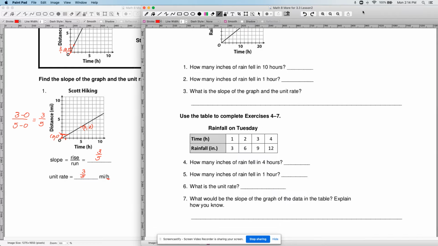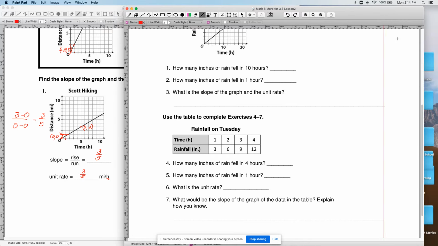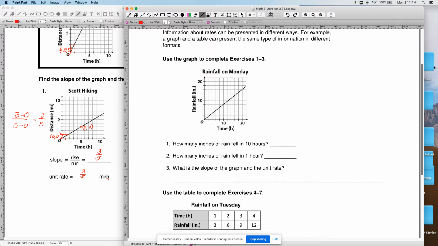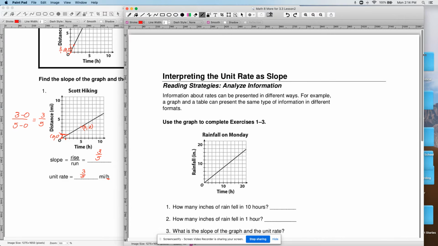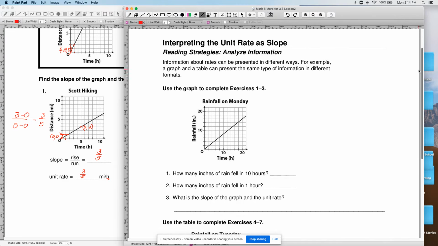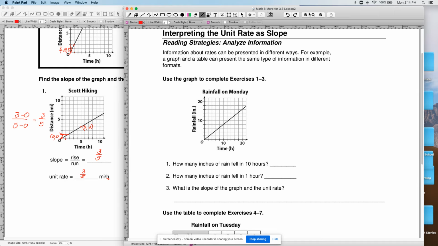Easy as pie. All right, so let's look at our next one. The next couple examples we've got here, we're going to be analyzing some information. It says information about rates can be presented in different ways. For example, a graph and a table can present the same information in different formats. We learned a little bit about that yesterday when we were looking at some examples. And today in your homework, you're going to be looking at graphs and tables.